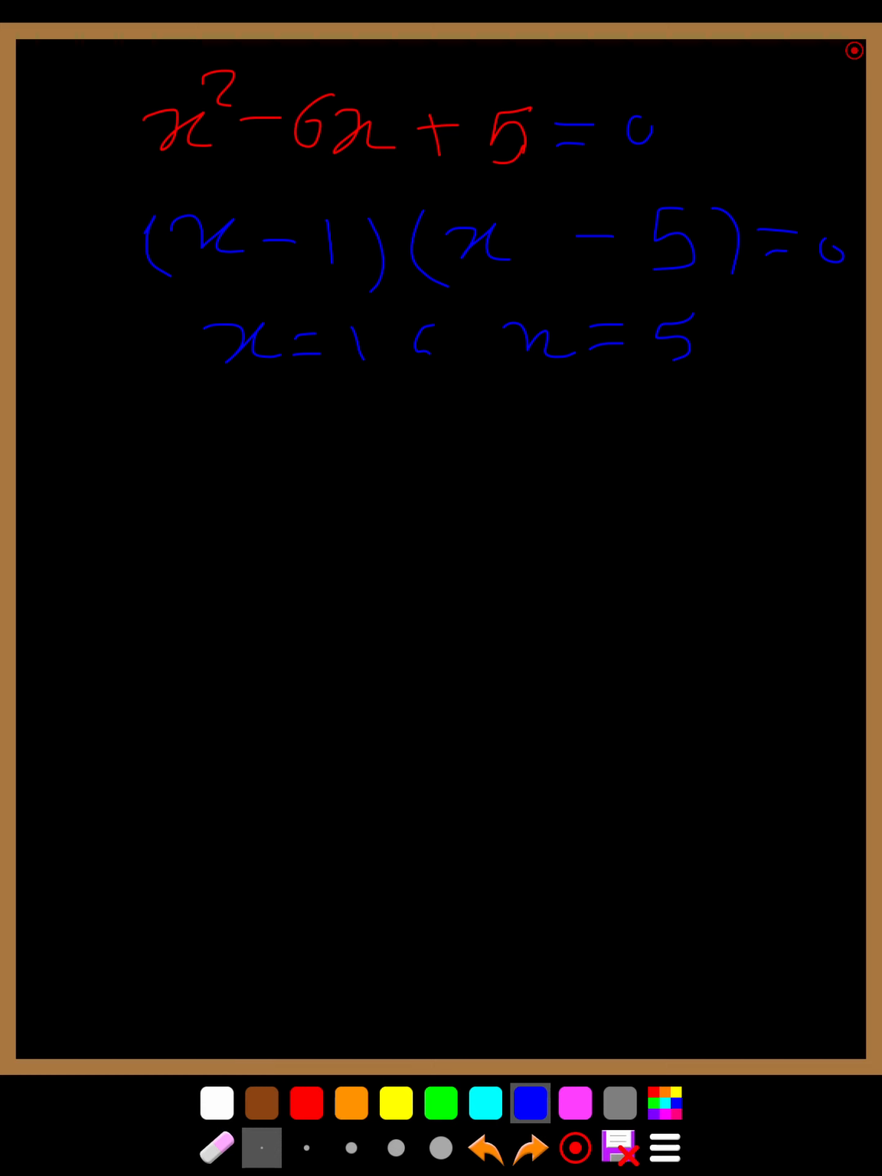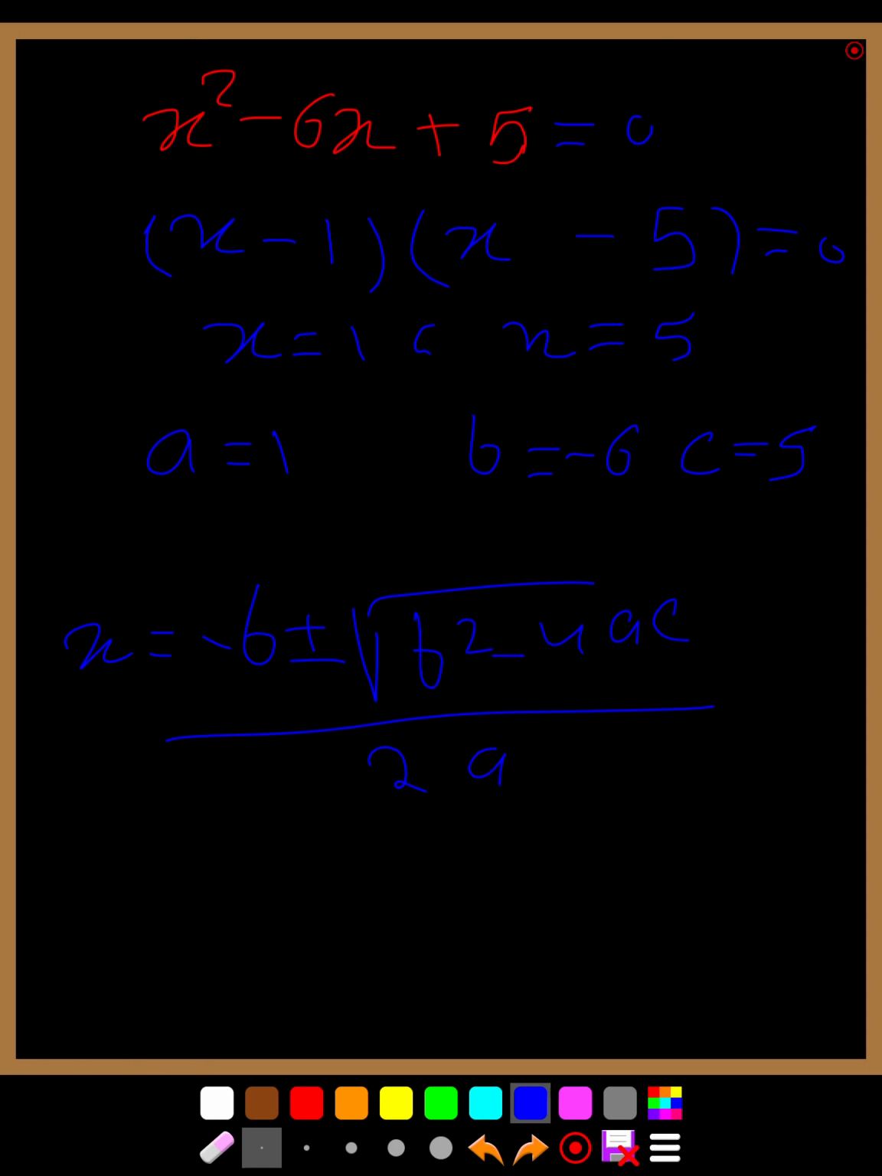We can also solve this one by using the formula: write a, b and c. I will leave this one for you to solve. A will be 1, b minus 6 and c 5. What is the formula here? x equals minus b, positive or negative, root of b square minus 4ac over 2a, right? And after that, we substitute. It will give you the same answer. But for our lesson for today, we are going to solve by using completing square.